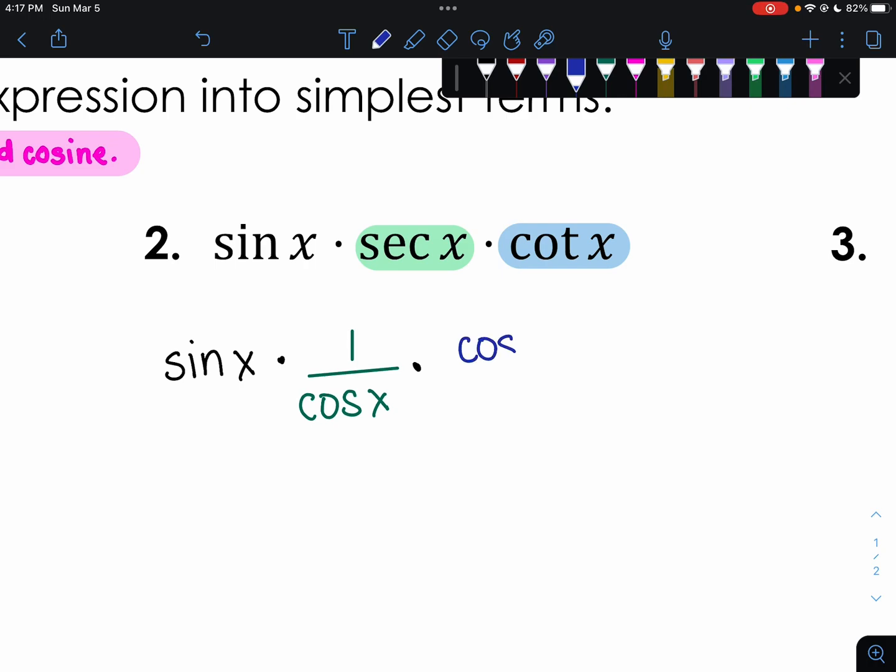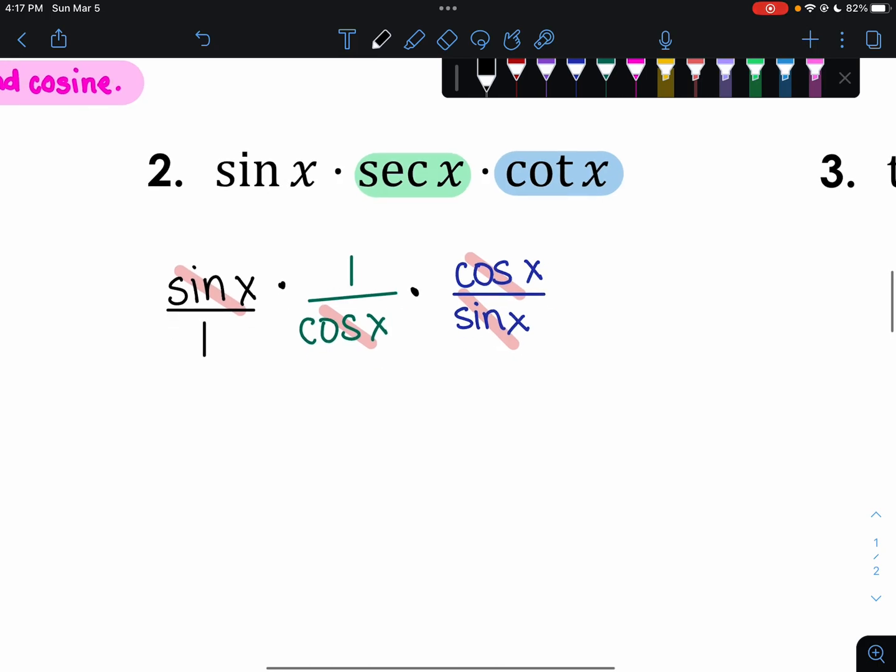So I have cosine x over sine x. As a reminder, the first sine x is technically sine x over 1. So if I look at this, I have a sine on top, a sine on bottom. They cancel each other out. I have a cosine on top, a cosine on bottom. They cancel everything out. So that leaves me with 1 over 1, which is just 1. And that would be my answer. That's what that simplifies to.